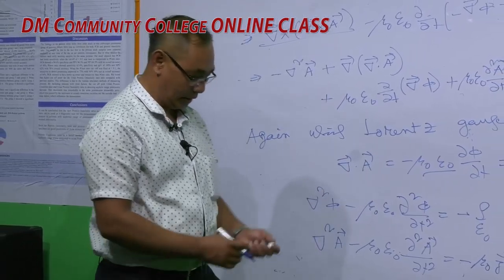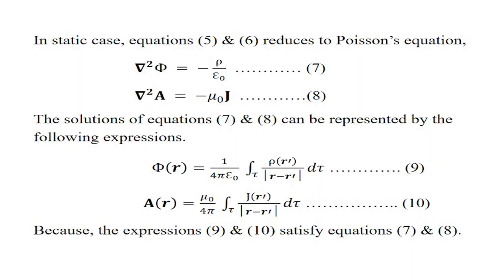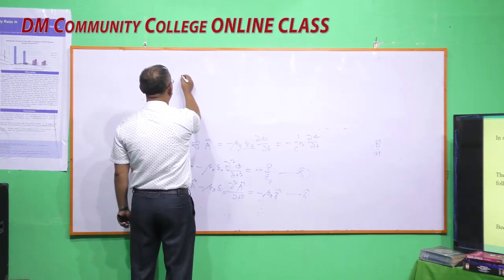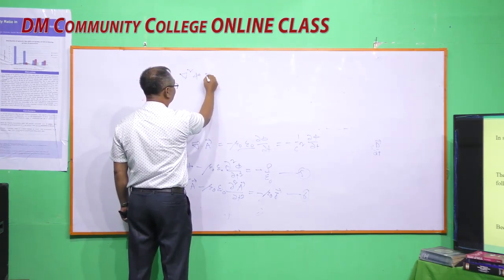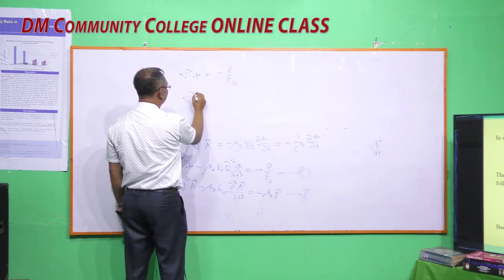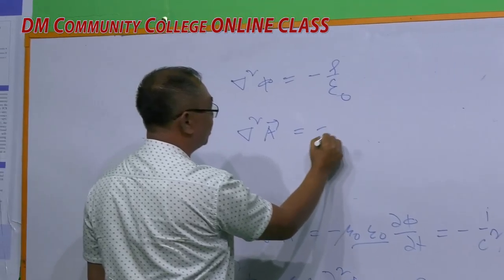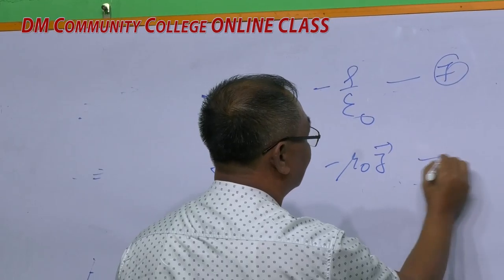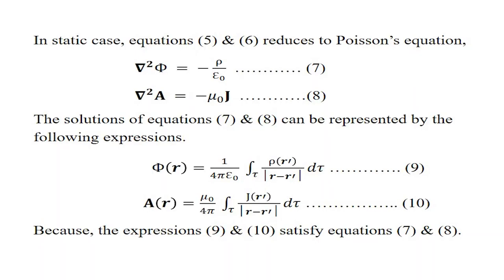Then in static conditions, these two wave equations reduce to Poisson's equations, that is given by del square phi equal to minus rho by epsilon naught. Another one is del square A vector equal to minus mu naught J vector. I can write this as equation number 7, and this as equation number 8.